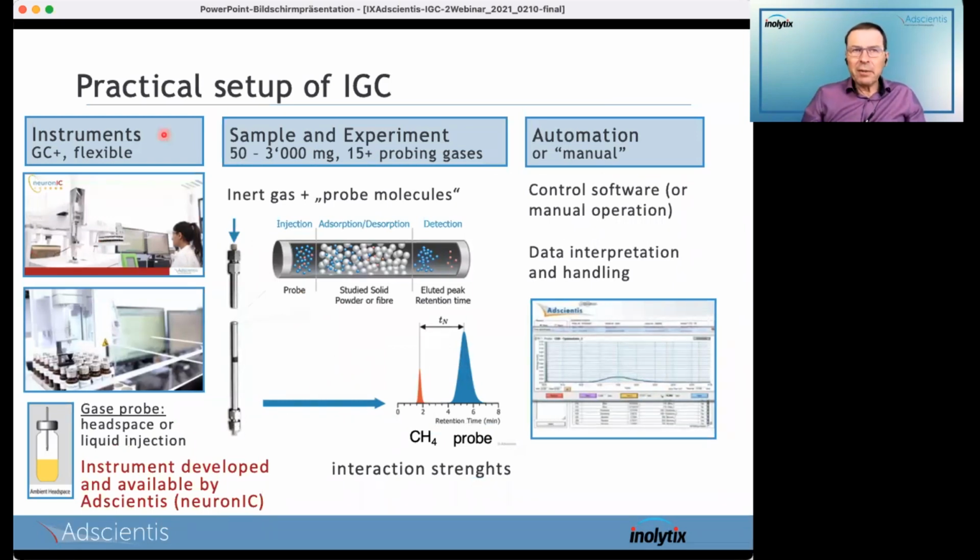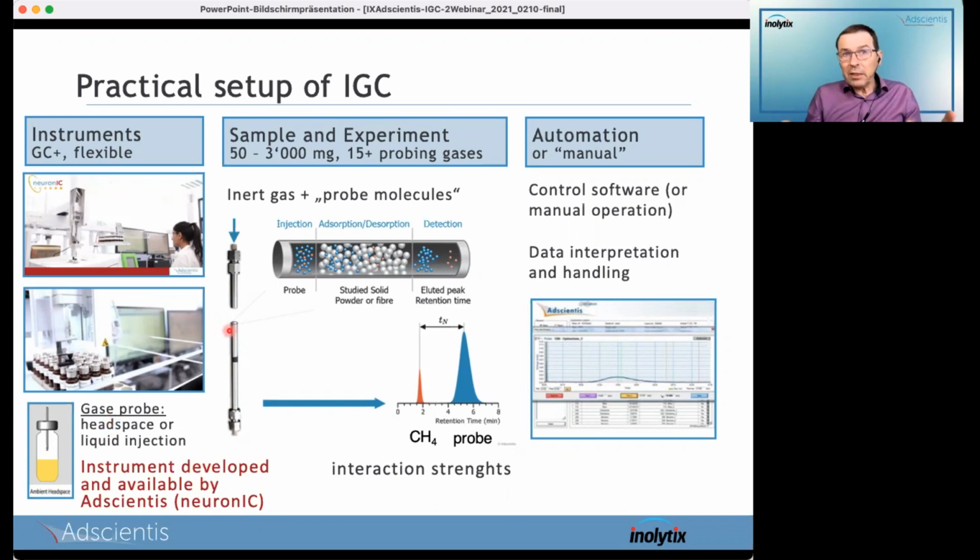We have an instrument. This consists of a GC. We have gas probes. We can inject headspace or liquid injection. So it's a huge variety of concentrations, even very, very small concentrations. And this instrument, the overall instrument setup, was developed by Adscientis and is available under our brand name Neuronic.